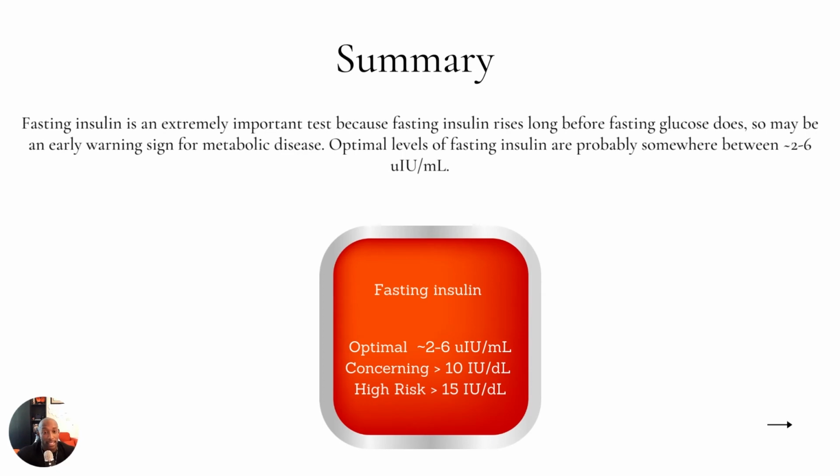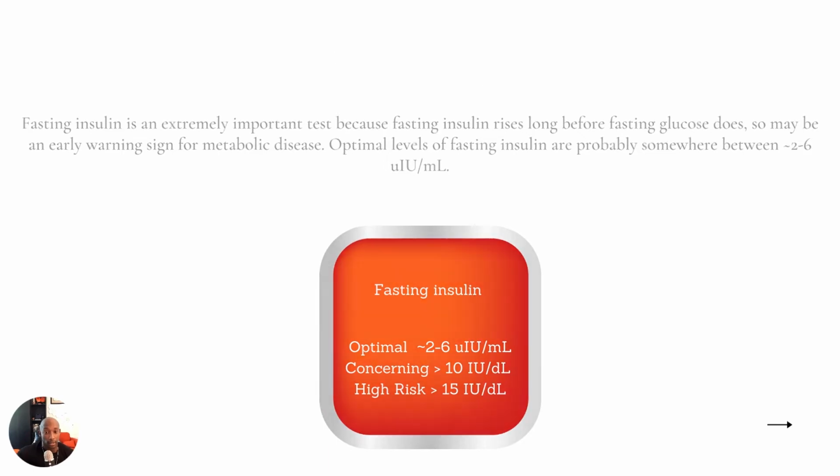So in summary, fasting insulin is an extremely important test because fasting insulin rises long before fasting glucose does. So this is the warning sign that we need to be looking for. Now, what are the optimal levels of fasting insulin? Somewhere between 2 and 6. If it's over 10, I would be concerned and I would start making some changes. If you're over 15, you need to make a lot of changes. This is not good.